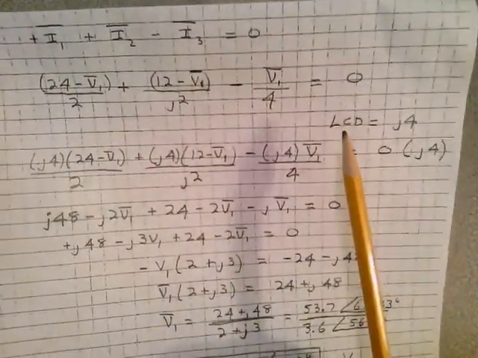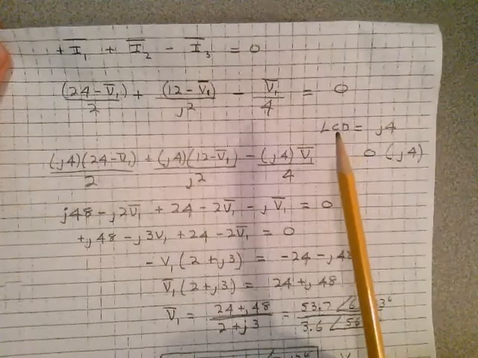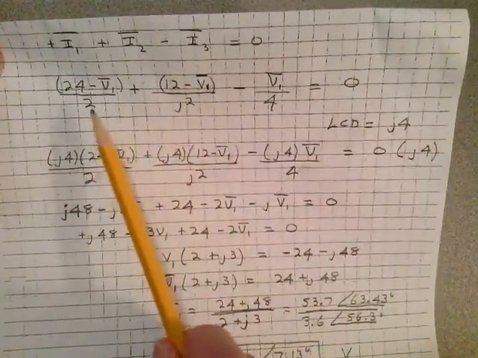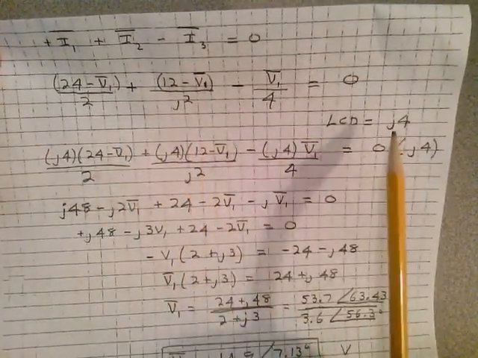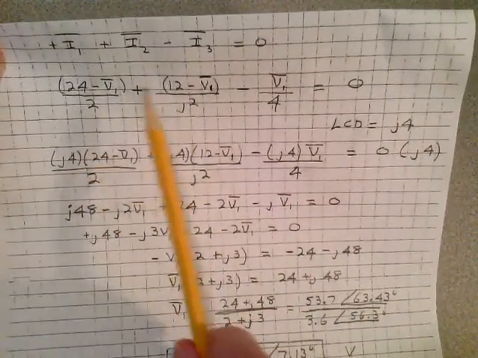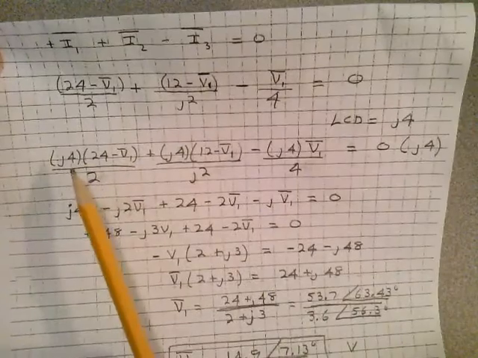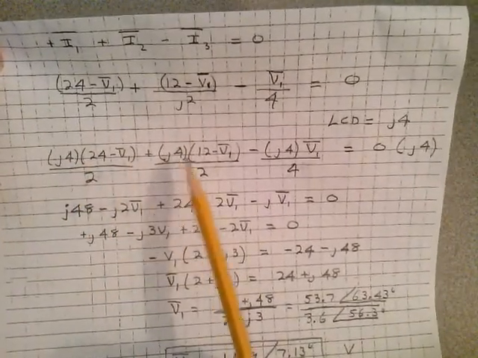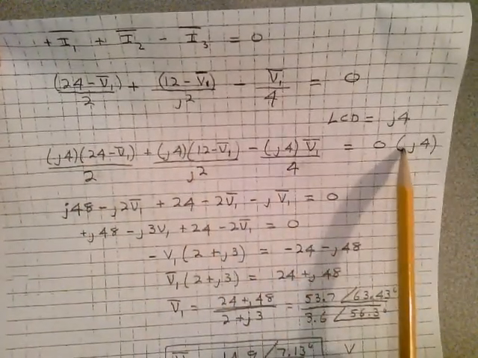And this is the way you'll most likely work these problems. We're going to find a least common denominator. In terms of the integer, it's a 4, and with the J, it's a J4. So the least common denominator here is J4. So I'm going to multiply each of these quantities by J4, and I do here, I do here, I do here, and I do over here.